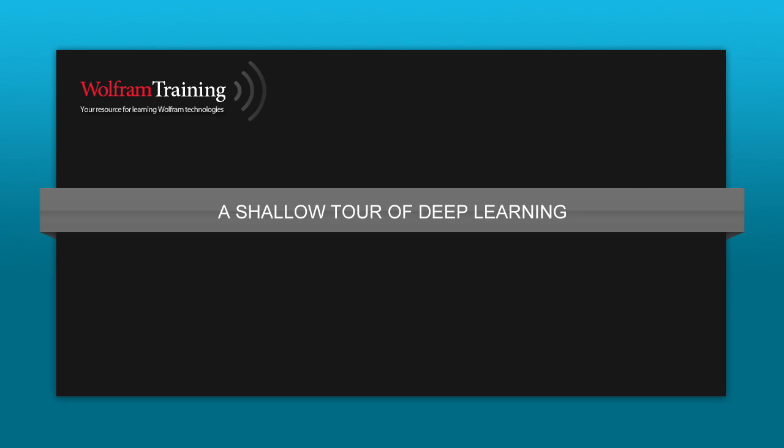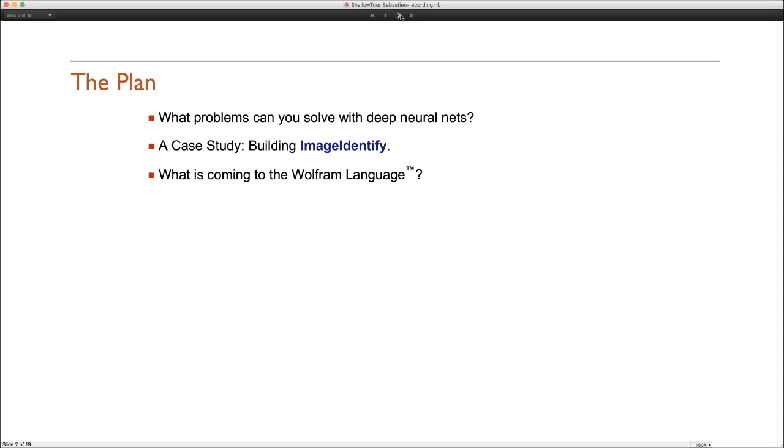So this talk will give a high-level overview of, first of all, applications of neural networks and why they're interesting and why they're so hot currently. And then I'll give an overview of an actual case study of how we built ImageIdentify, so all the steps that are required to do something like that. And then at the end, we'll discuss quickly what's coming in either 10.4 or 11.0 for the new neural network framework.